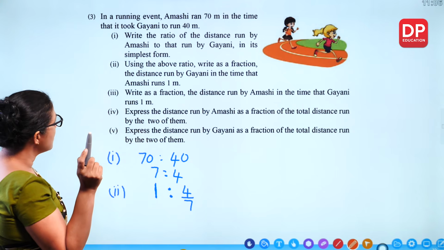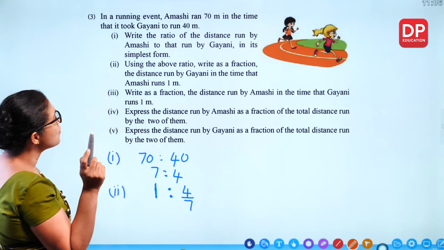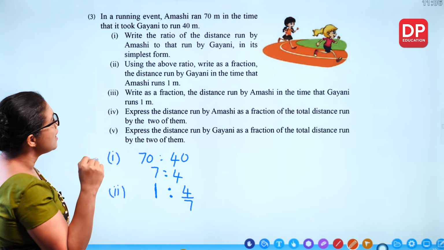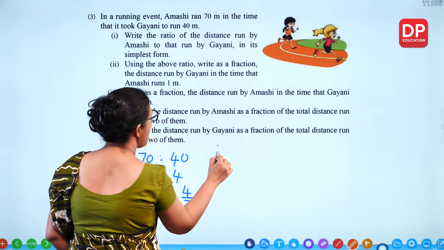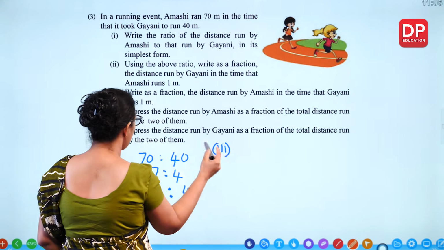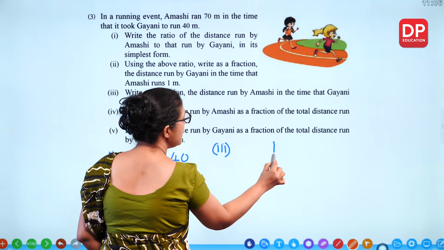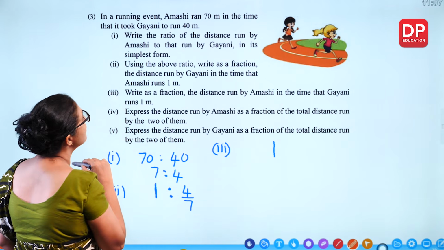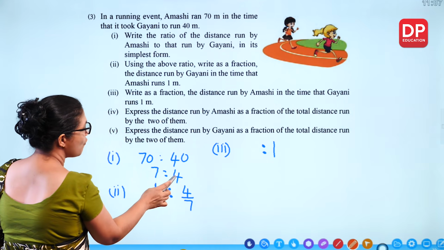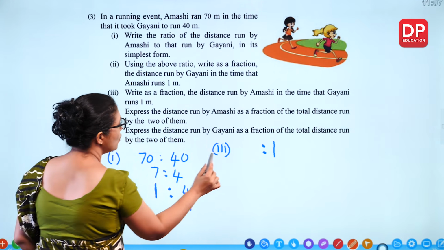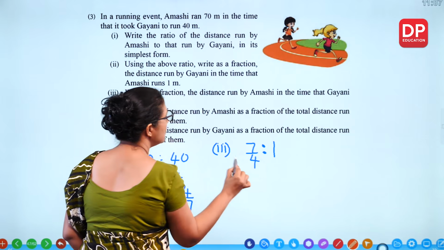Write as a fraction the distance run by Amashi in the time that Gayani runs 1 meter. Now they are asking, Gayani runs 1 meter means if this is 1, what is this fraction? How you get 1 from 4? Divide by 4. So 7/4.